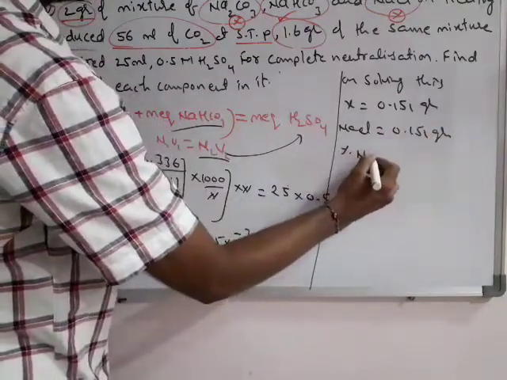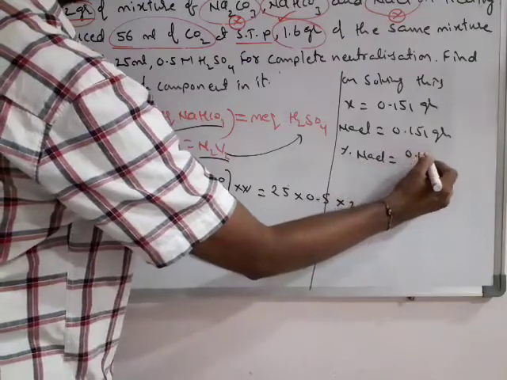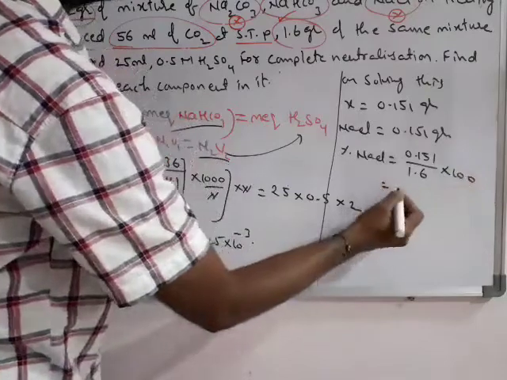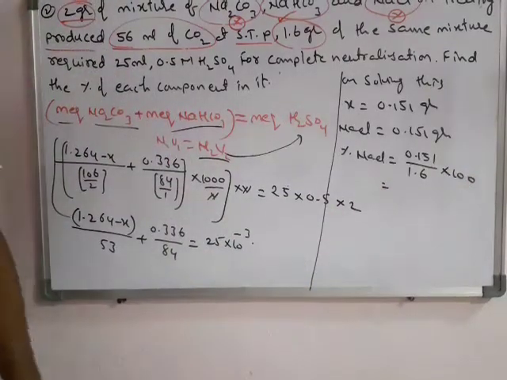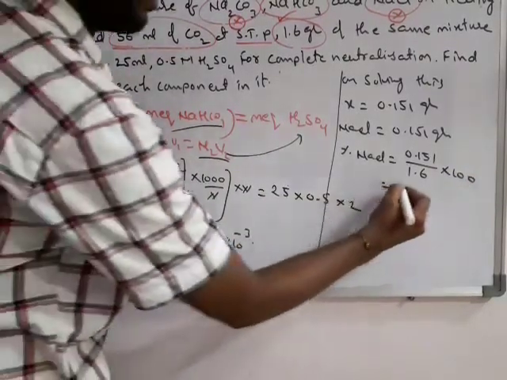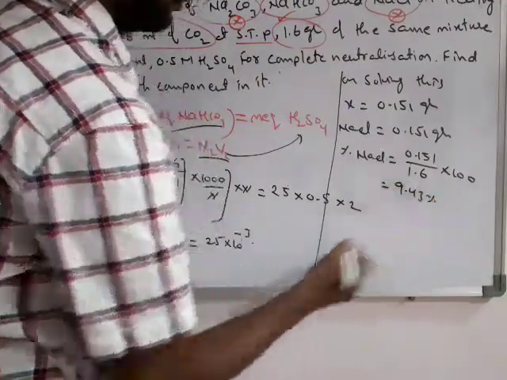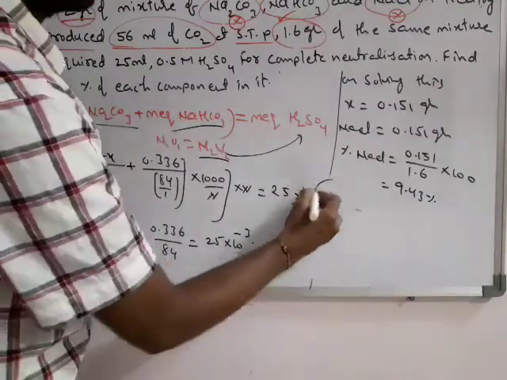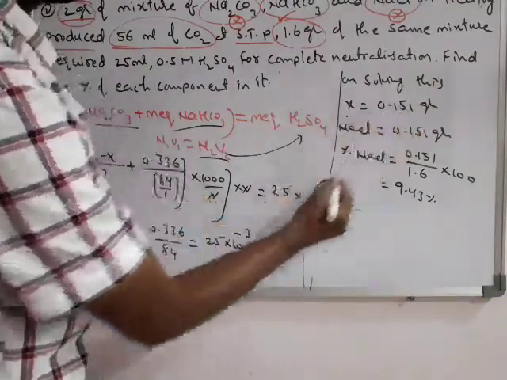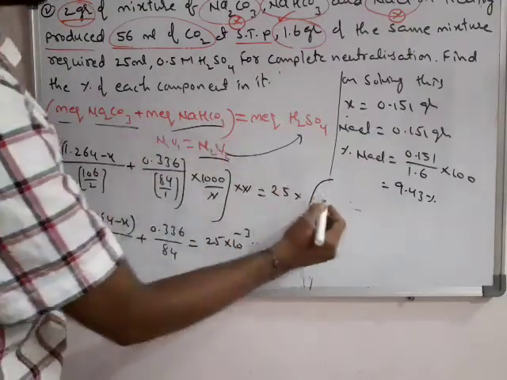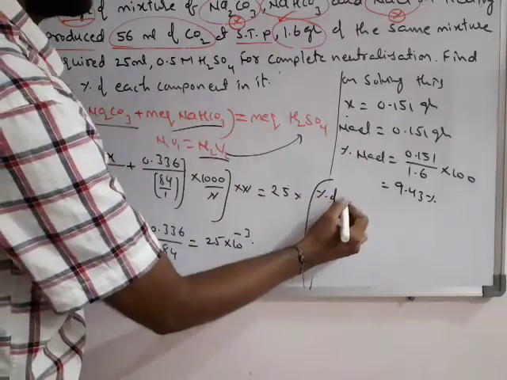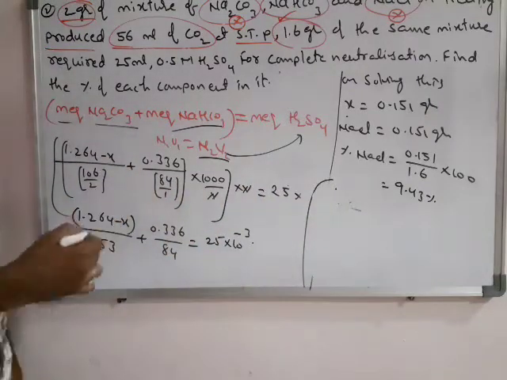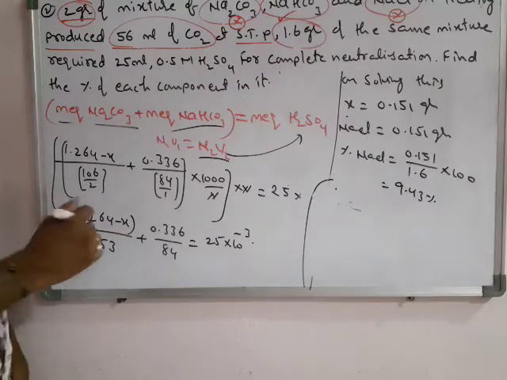So what is the percentage of NaCl? 0.151 by 1.6 into 100. And here we get the percent, and on calculation we will get 9.43 percent. And the next, so x is like this. Then what about NaHCO3? The percentage of NaHCO3 was already calculated as 21 percent.